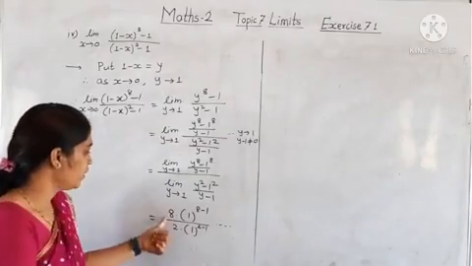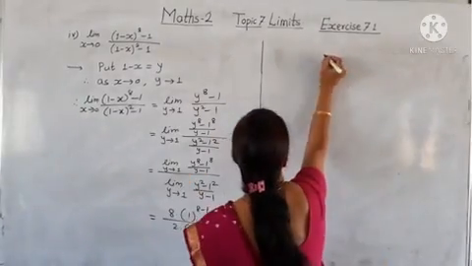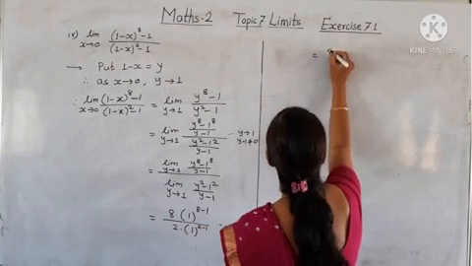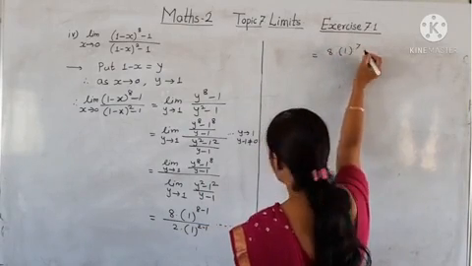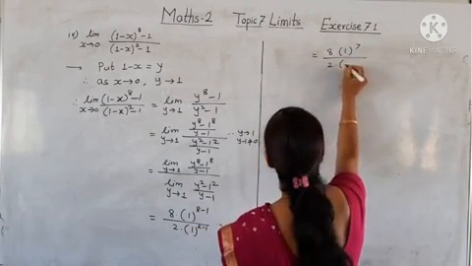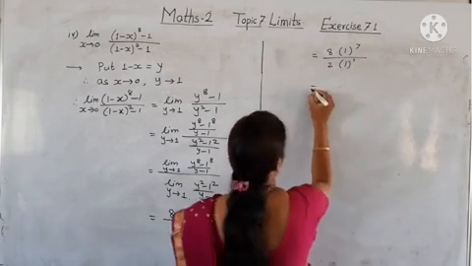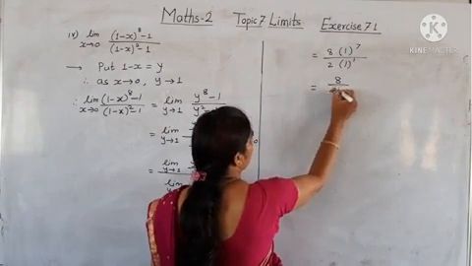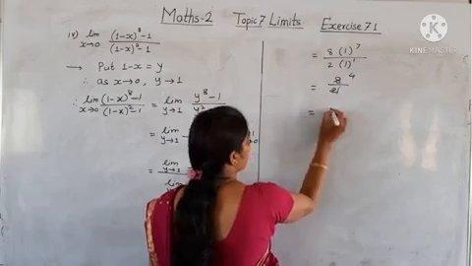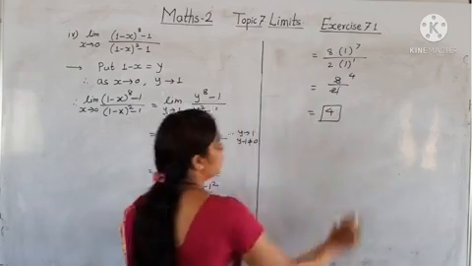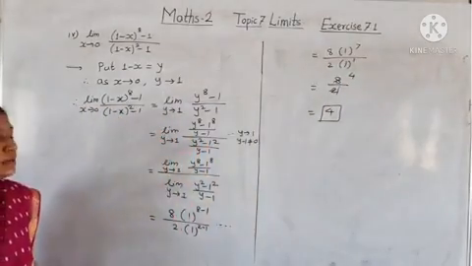Okay, now what becomes here: 8 into 1 raised to 7 upon 2 into 1 raised to 1, means 8 upon 2, means the answer is 4. So our last answer becomes 4.